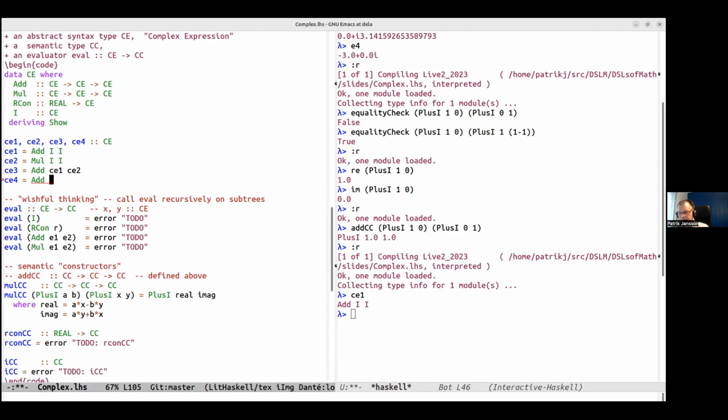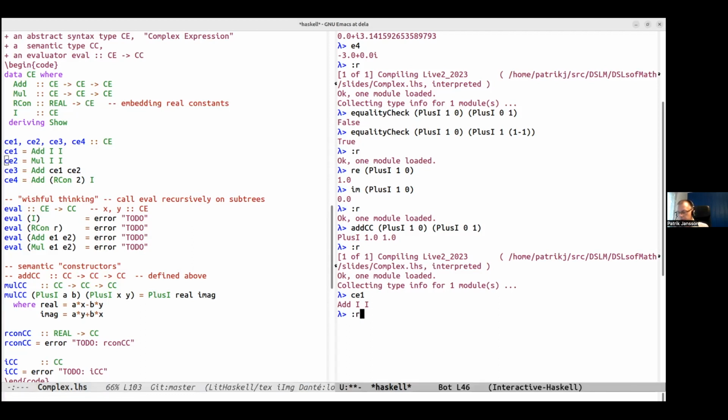You could say add rcon 2 and I. So rcon 2, the intention here is real constant. The idea is that every real number can be treated as a complex number. So basically this is called embedding real constants. This converts a real number into a complex number expression.